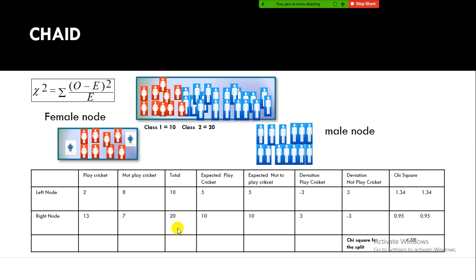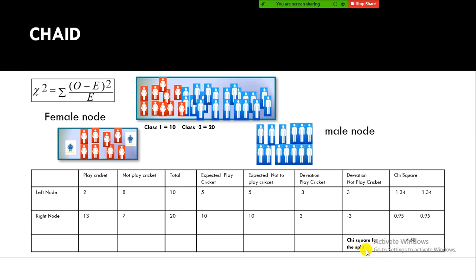Of this, the expected play cricket is 10. The equal, right? In order to maintain the homogeneity, 10, 10, 10. So here the expected play cricket is 10, whereas 13 is there. 13 minus 10 is 3 and 7 minus 10 is minus 3. How do you compute the chi-square value? Observed minus expected divided by expected, you will get 0.95.